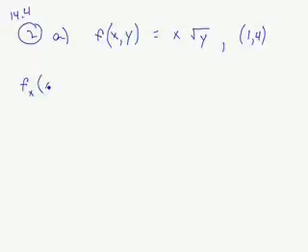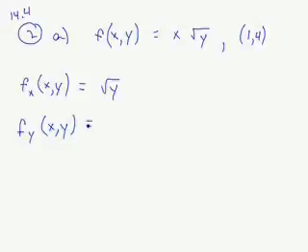The partial derivative with respect to x, that's going to be just the square root of y. And take the partial derivative of f with respect to y, and that's going to be, well, if you think of the square root of y as y to the 1/2, that's going to be x. x is a constant, so it stays there with respect to y.